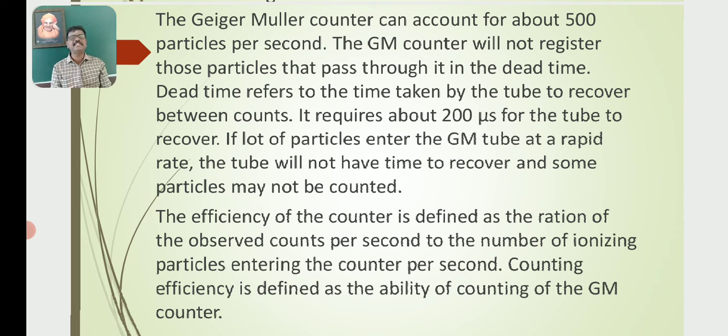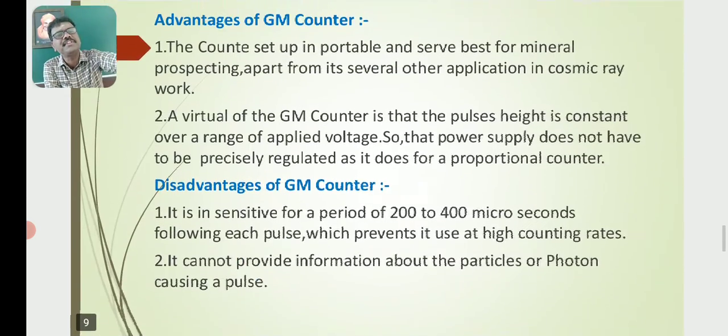Counting efficiency is defined as the ability of counting of the GM counter. So the efficiency means the ability of counting of the GM counter. That is what the efficiency of the GM counter is.